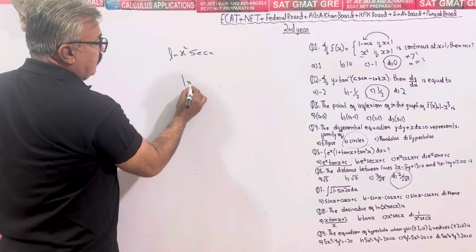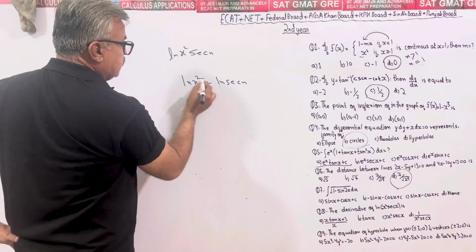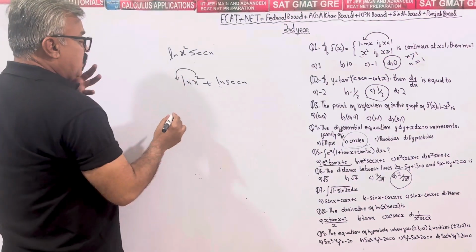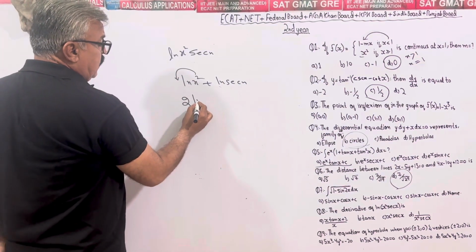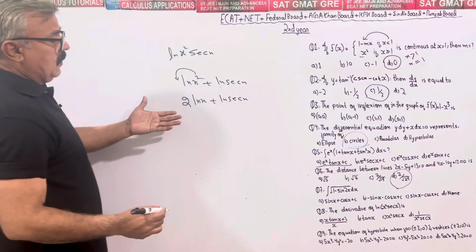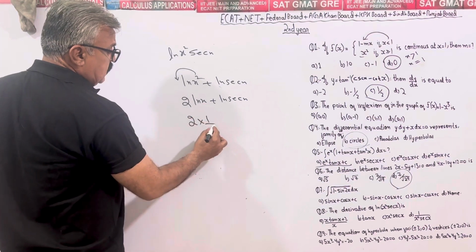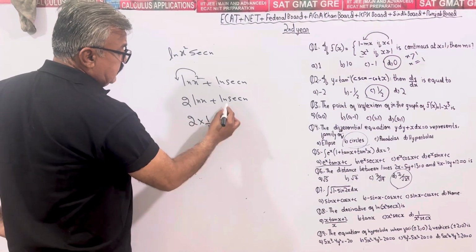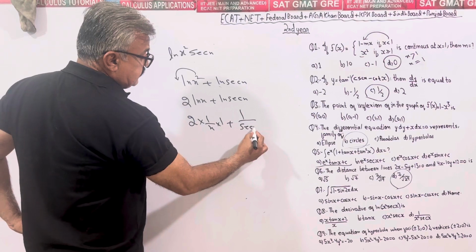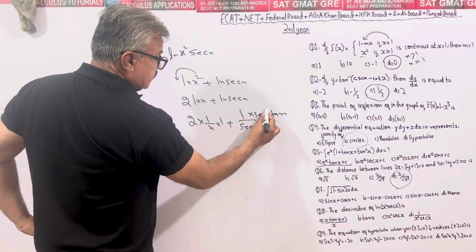Applying the property of log, it can be written as ln x square plus ln sec x. The power becomes the coefficient according to the property of log: 2 times ln x plus ln sec x. Okay, look at the simplicity of the question now. To differentiate, ln x means 1 over x, derivative of x is 1. Sec means 1 over sec x, differentiation of sec is sec times tan x, cancelled out.